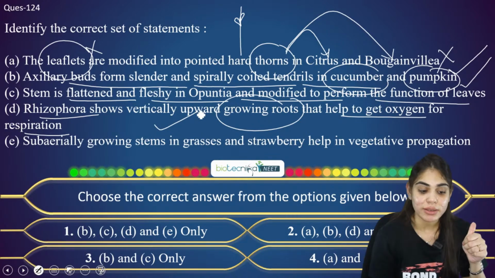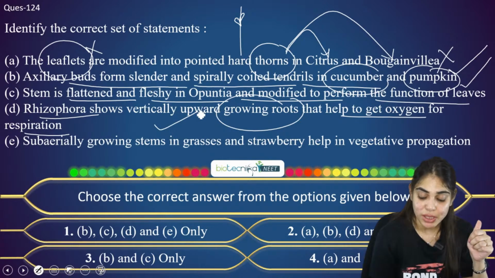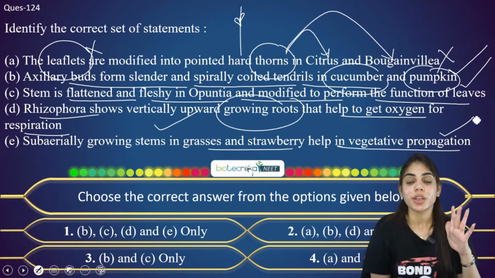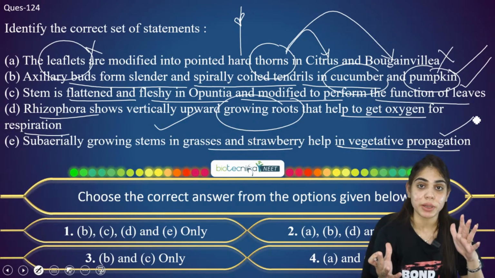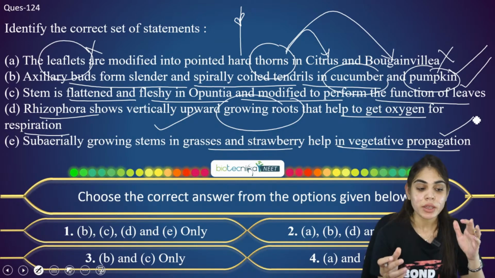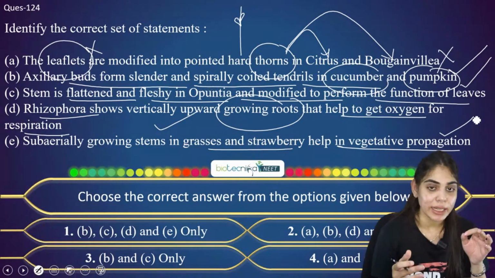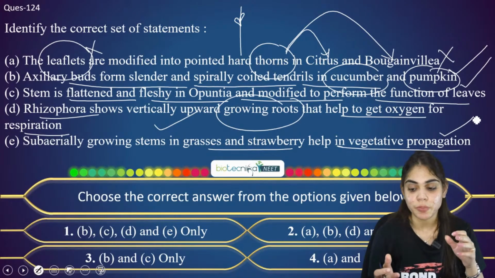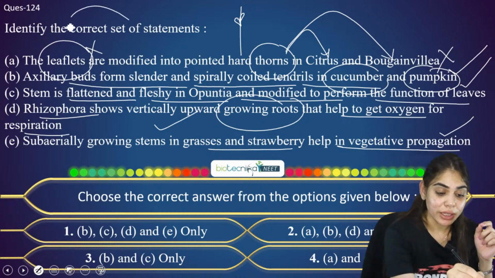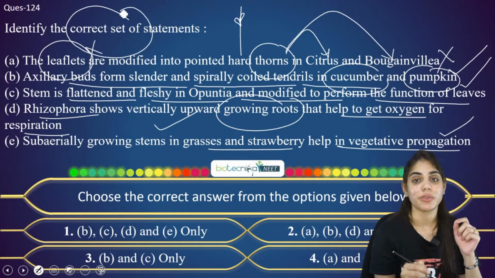And the last one is the subaerially growing stems in grasses and strawberry help in vegetative propagation. Now we have seen, if you know about the statements or the facts, you can answer this question. Otherwise, you have to skip. So all these B, C, D and E statements are the right statements. So what is the wrong statement? Option A.